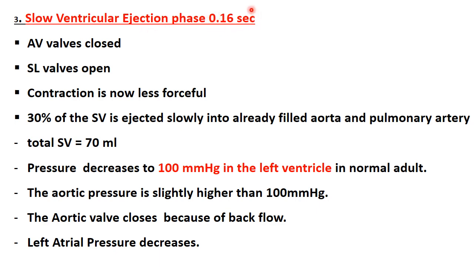The third stage of the ventricular systole is the slow ventricular ejection phase. It is a longer period, 0.16 seconds, and at this moment the AV valves are still closed.